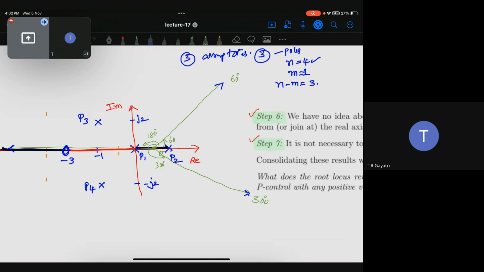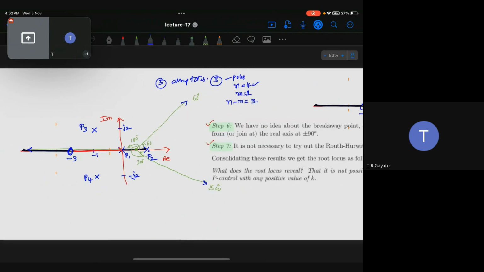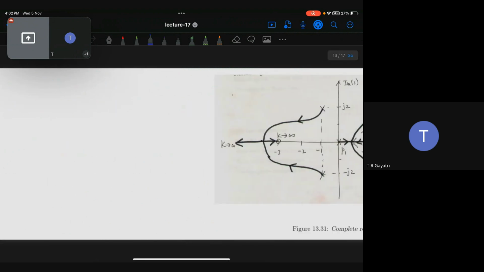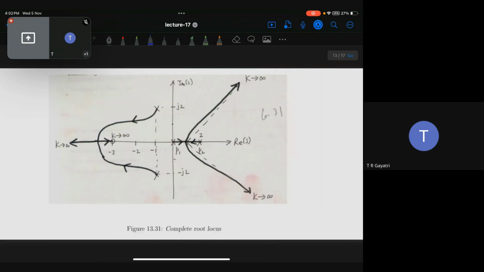Now you remember this image. Now you see this. These dashed lines are the asymptotes. There is one more. Now you see these two poles. What are they doing? They are coming and at this point they are going away. One is following the 60 degree asymptote. This is the 300-degree asymptote, correct?